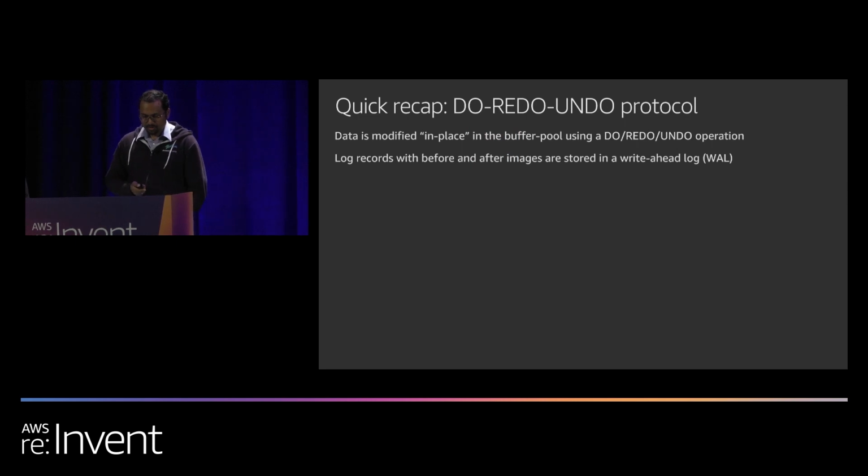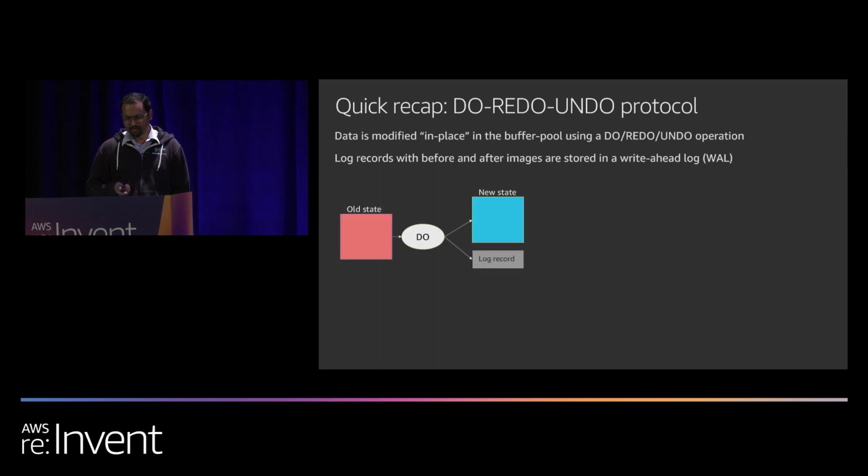And when you think about how database operates on these data pages, the data is actually modified in place. So you have a page in memory, it is modified in place, and there is a standard protocol, which we refer to as do, redo, undo protocol. And the log records that are generated with before and after images are stored in a write-ahead log. So let's take an example. So you have an old state. This is a page. And then we do an operation. You get a new state. And the before and after images are stored in log records in the WAL.